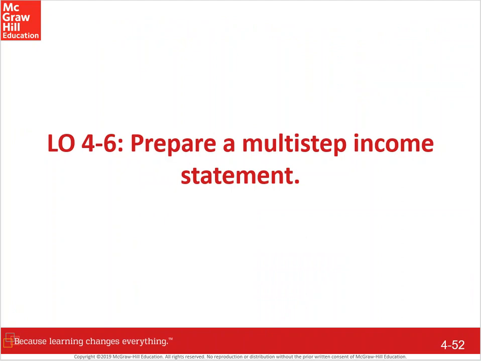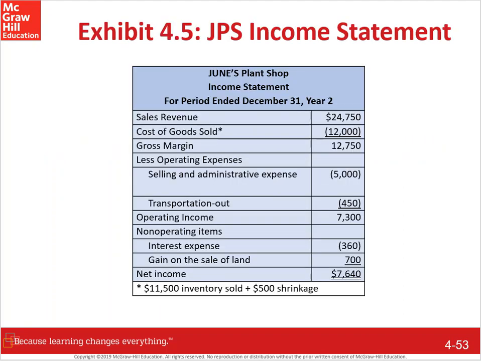Our next task is to prepare what's called a multi-step income statement. So multi-step, it's still the same idea of revenue minus expense equals net income. They're just referring to taking these little pit stops along the way. So we start with sales minus COGS equals gross margin. Then we subtract the rest of our expenses, selling and admin, transportation out, and we arrive at what's called operating income. And then down at the bottom, we have a new section called non-operating items.